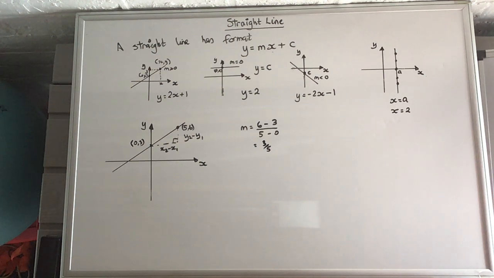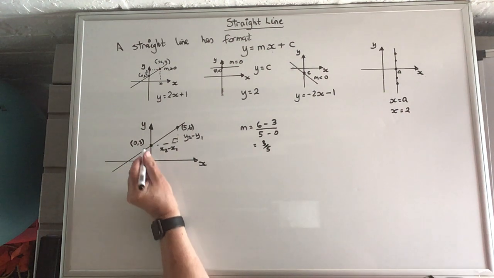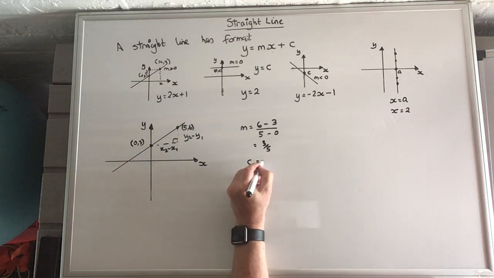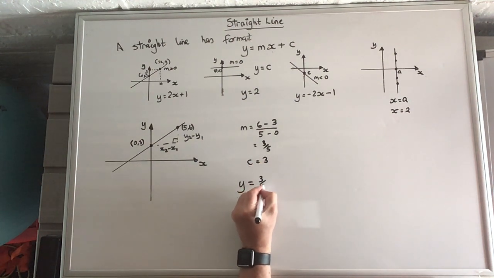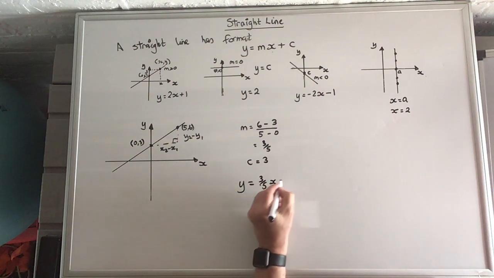So 3 over 5. Now the y-intercept, well, we don't have to work that out, we can read it from the graph, here it is here. The value of c is 3, so c is 3. So the equation is very simple, y equals, there's my gradient, 3/5, x plus 3.